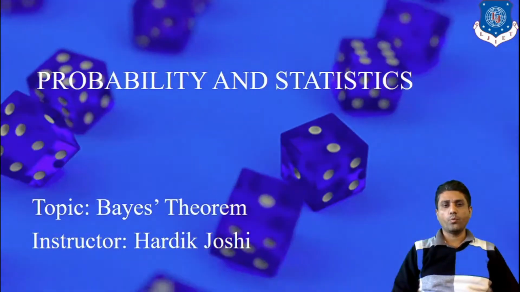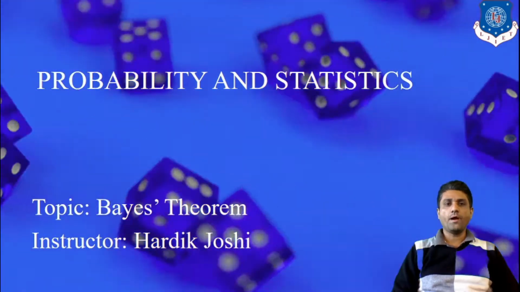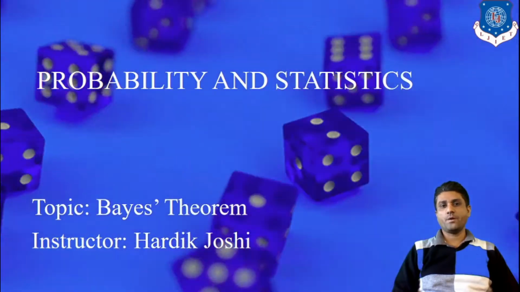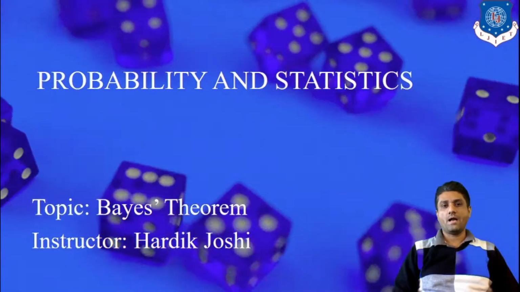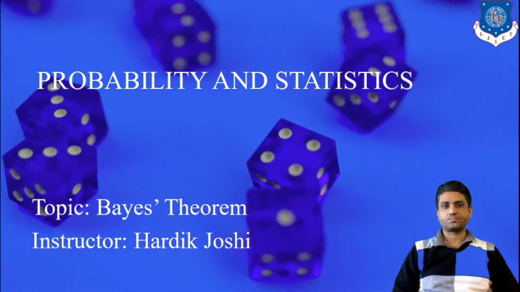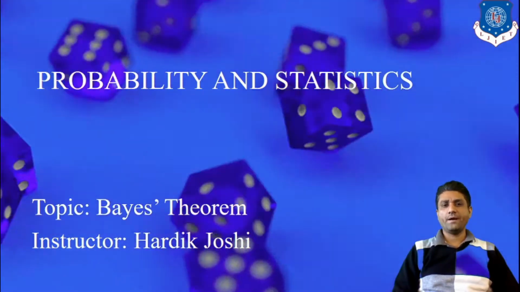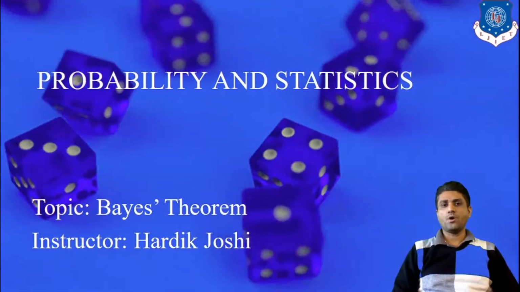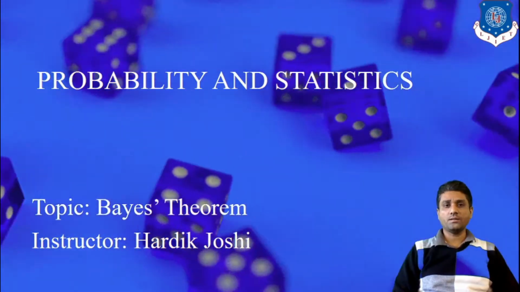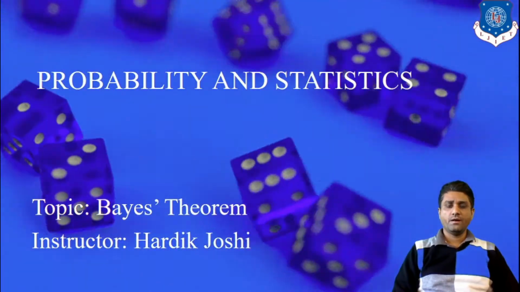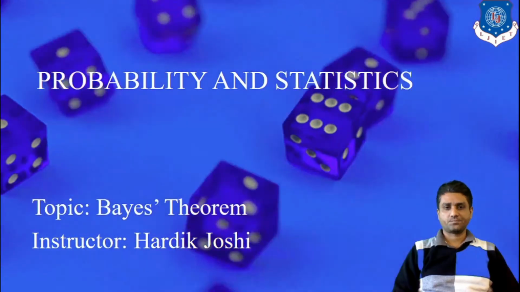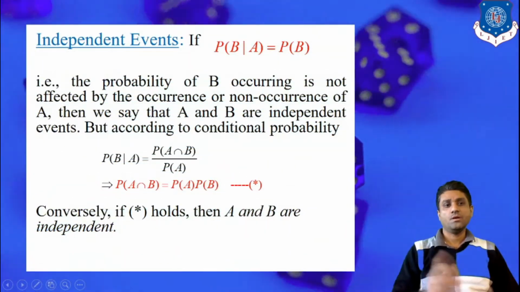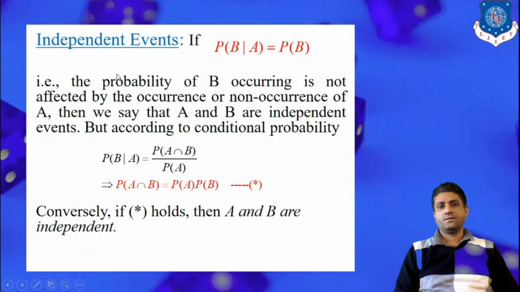So before dealing with this Bayes theorem, we have to recall the basic terminology which can help to form Bayes theorem. So what is an independent event, what are mutually exclusive events, etc. First of all, we recall the basic terminology. Then we study what is the Bayes rule. So the first one is independent event.